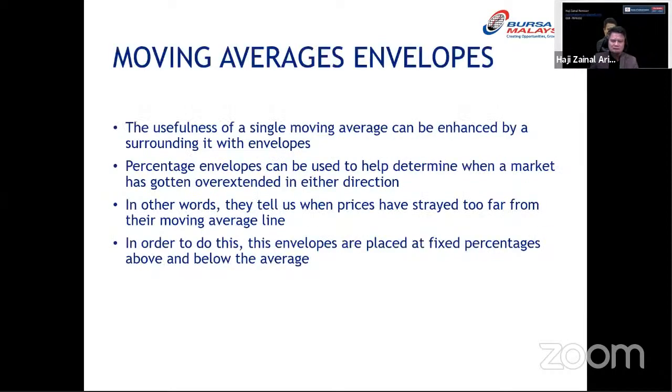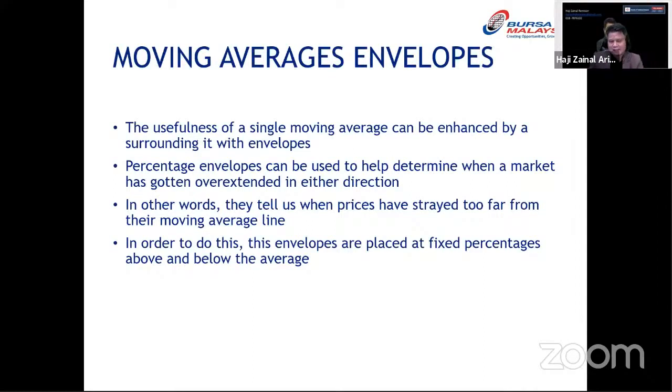Next one. The first one mentioned just now is the price envelope, which means we create an envelope using the price. But to make it smooth, we use a moving average envelope. The purpose of moving averages is to smoothen the price action. The usefulness of a single moving average can be enhanced by surrounding it with an envelope. Can we use a double moving average? The answer is yes, but sometimes it becomes messy because there are so many lines, unless you know what you're doing.